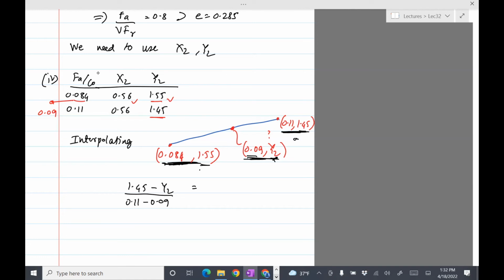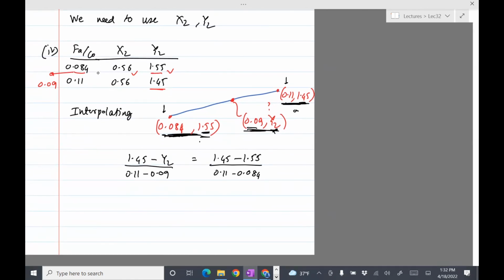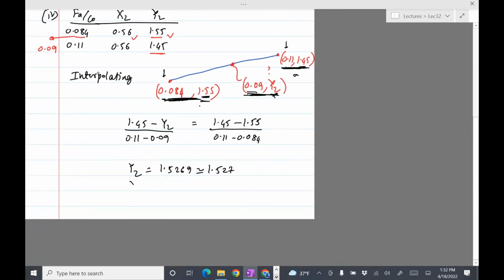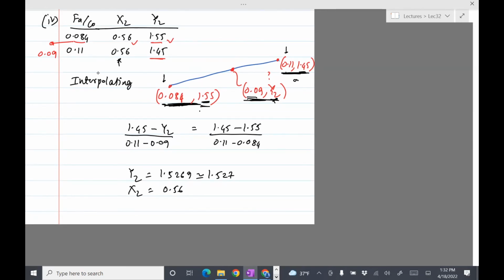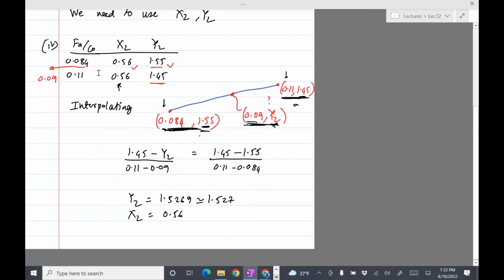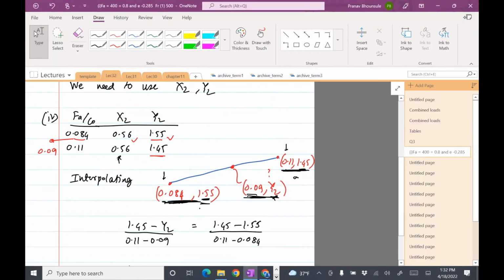So 1.45 is the y value. Take the corresponding y value here. And then we have 0.11 for the x value. And then the x value here. Okay, so we can solve for y2 because one equation, one unknown, comes out to be 1.5269. Let's round it up to 1.527, and clearly x2 is 0.56. Okay, so we've computed x2, y2, and now we're all set to compute fe, which is this formula.